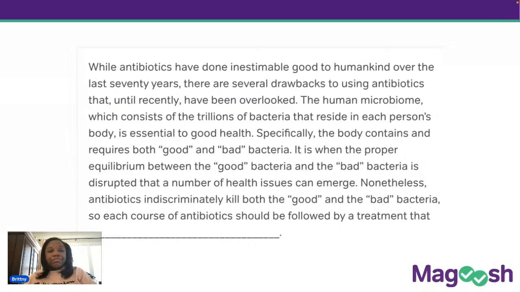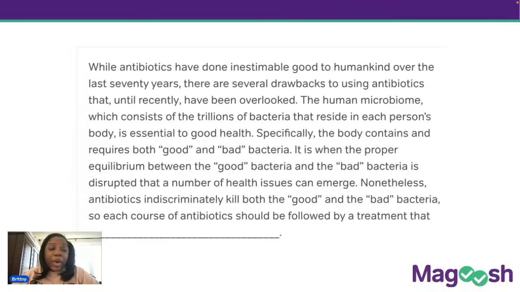All right. Let's read this one together now. While antibiotics have done an estimable good to humankind over the last 70 years, there are several drawbacks to using antibiotics that, until recently, have been overlooked.